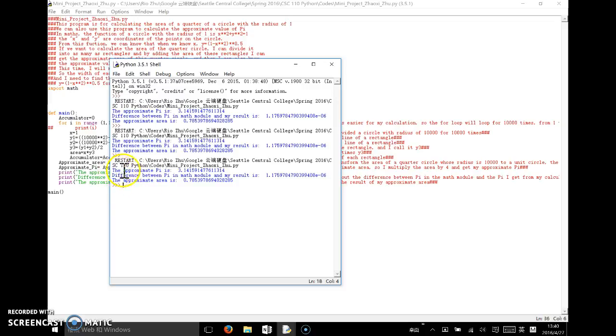So the approximate pi is 3.14. It's close enough, I think. If I divide it more times, I will get a more accurate answer. And the difference, you can see here, the difference between the two pi's is small enough, I think. And the approximate area is just 1/4 of the approximate pi. So that's it.